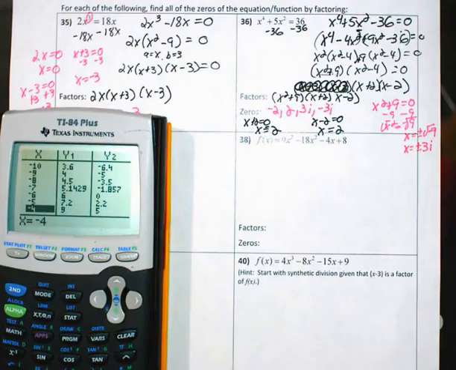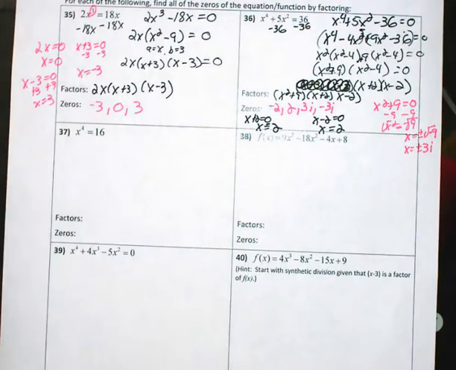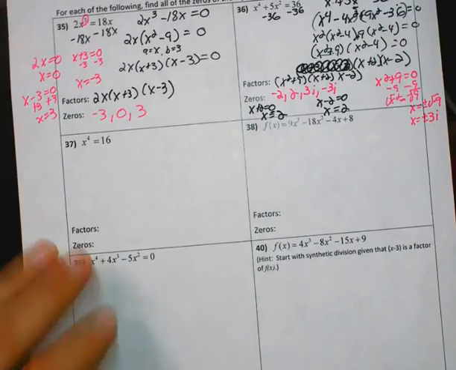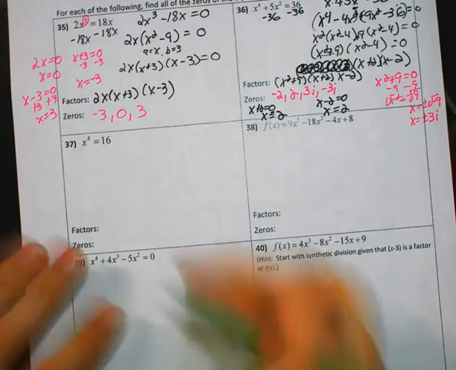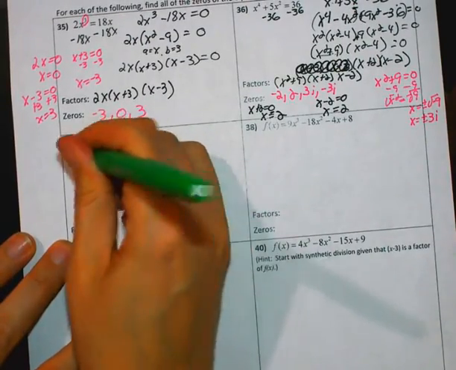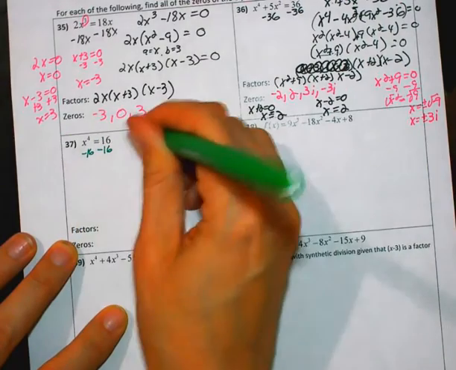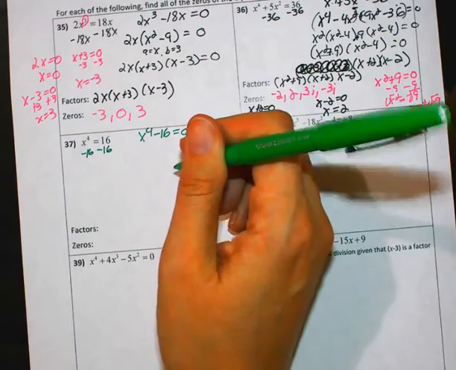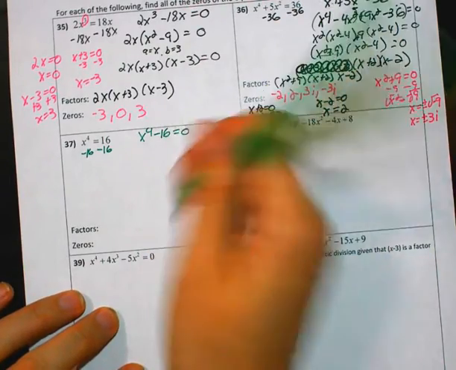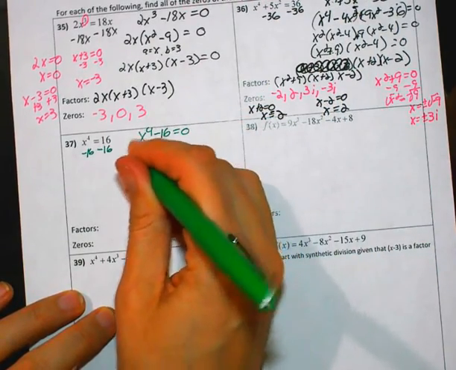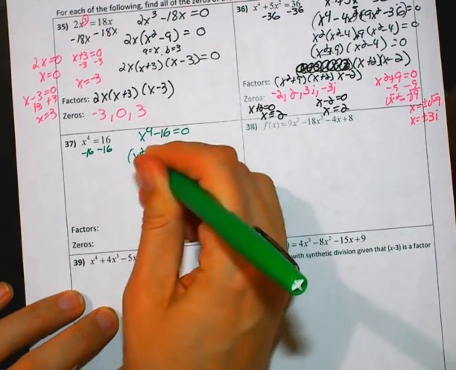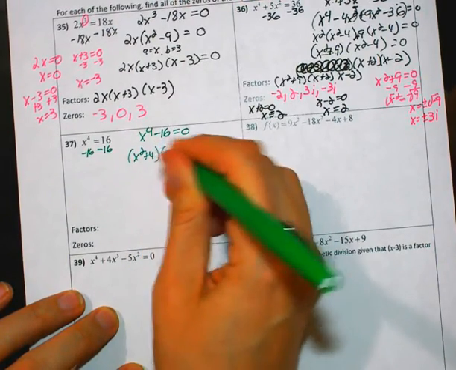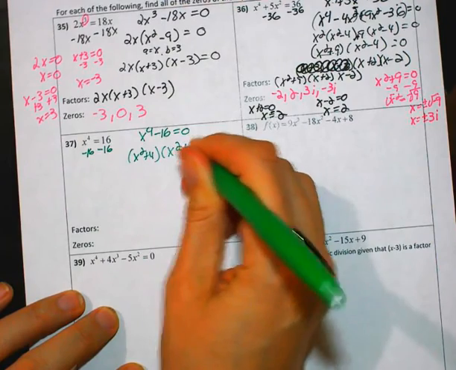Okay, all right, let's go on to the next one. Again, we need to put this in standard form. So we're going to subtract 16. So x to the 4th minus 16 equals 0. This is the difference of perfect squares. So I have x squared plus 4, x squared minus 4 equals 0.